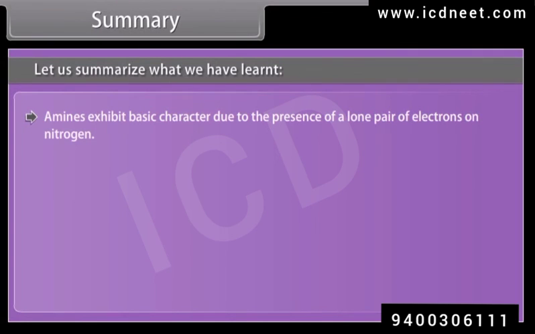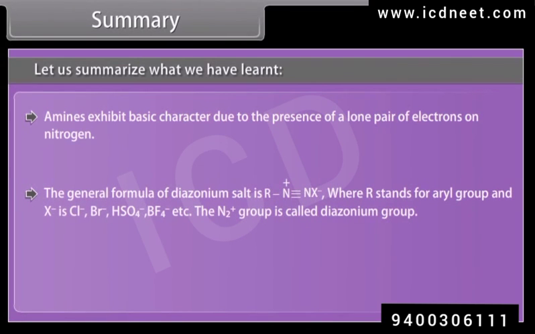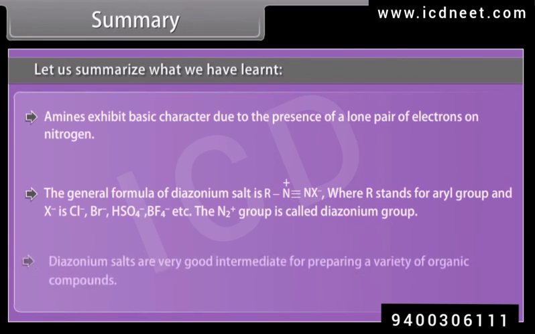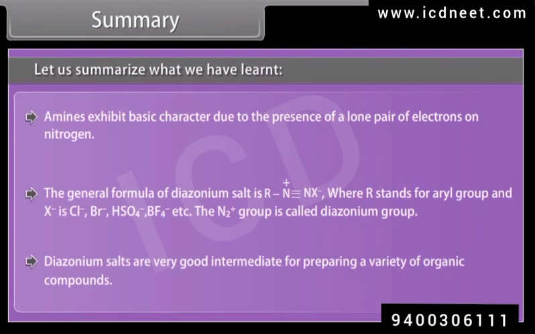Amines exhibit basic character due to the presence of a lone pair of electrons on nitrogen. The general formula of diazonium salt is RN2+ X-, where R stands for aryl group and X- is chloride ion, bromide ion, hydrogen sulfate ion, or tetrafluoroborate ion. The N2+ group is called diazonium group. Diazonium salts are very good intermediates for preparing a variety of organic compounds.